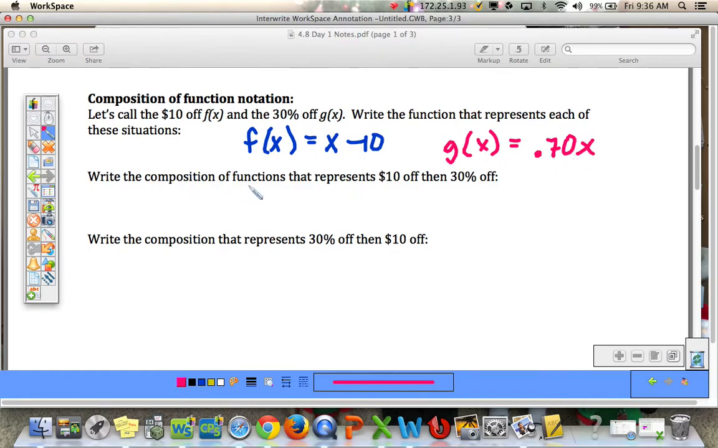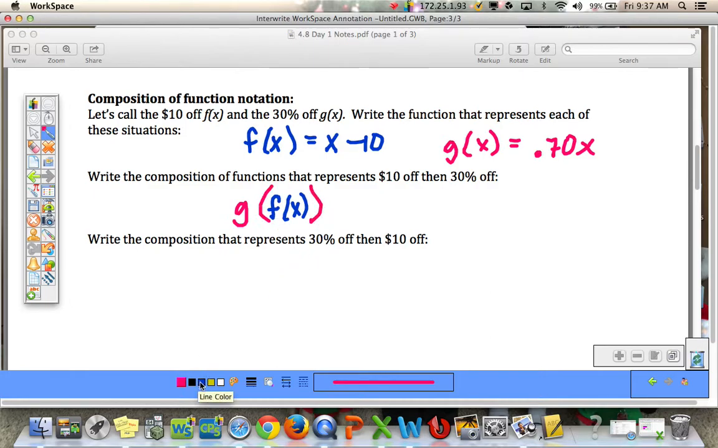All right, let's write a composition of functions that represents the $10 off first, then the 30% off. Okay, and again, the notation is going to look like this. So 30% off is second. So first we do f of x first, and then after we do $10 off, we do 30% off of that. So we're going to do g of this answer.